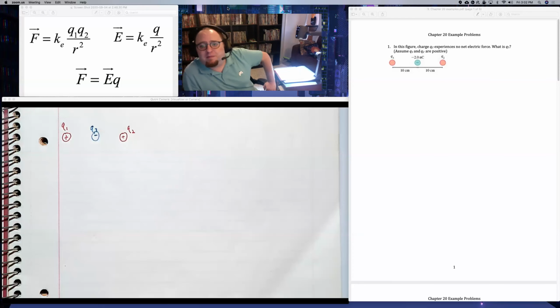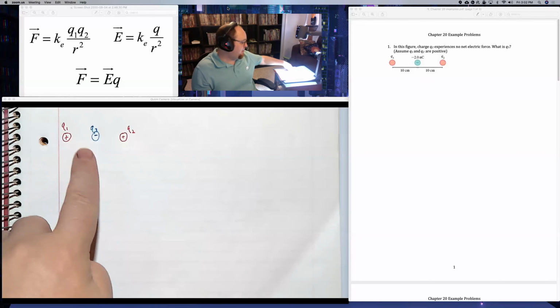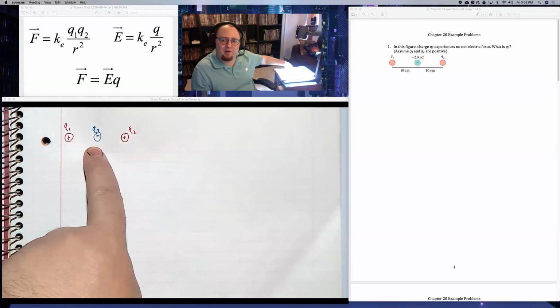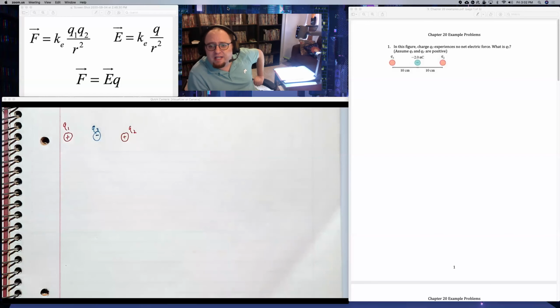This first problem says we got three charges. They don't label the middle one, but I'm labeling it as Q3 just to keep my own sanity. And they say in this figure, Q2 has no net force. What is Q1?